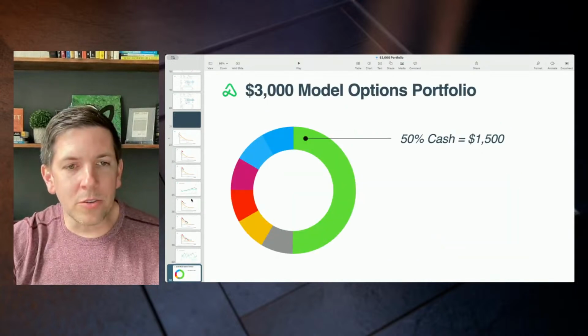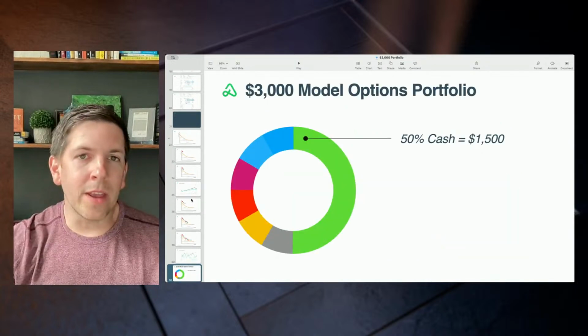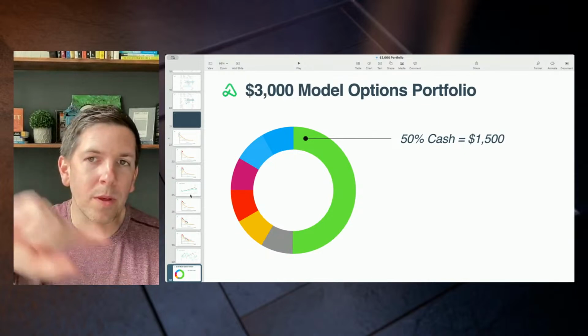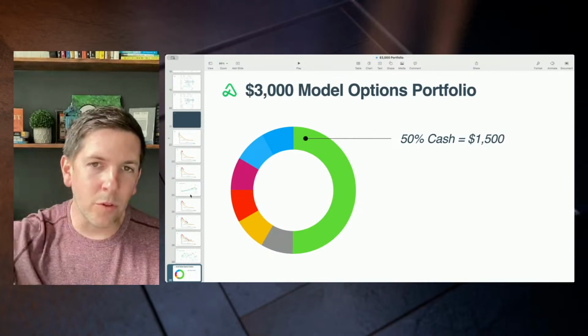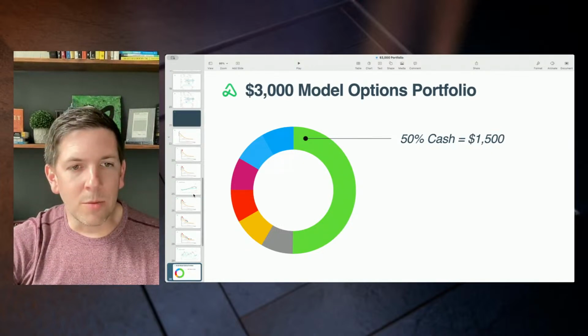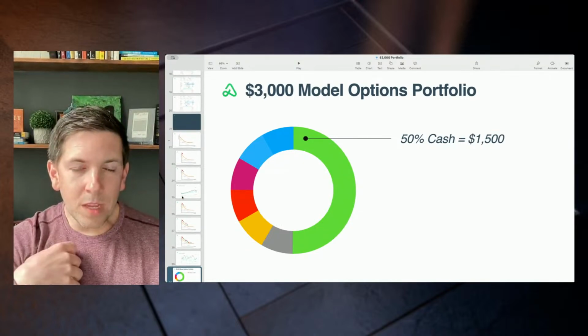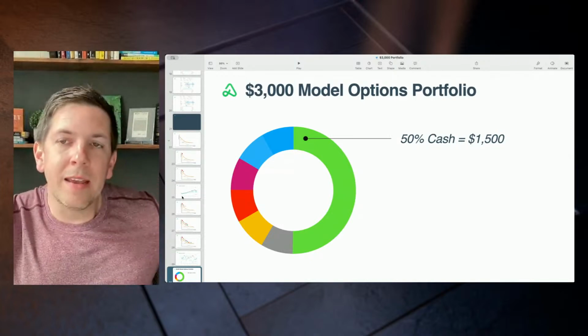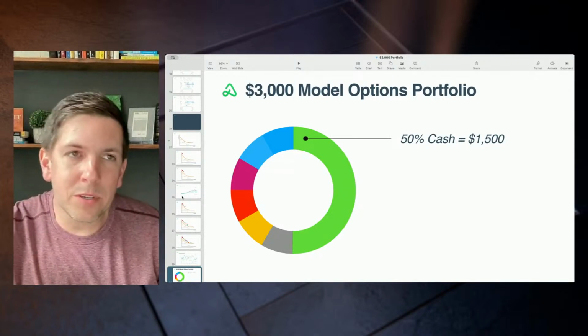So first, as I do that, let me just walk through the model now, getting back to our example from before. Remember our capital chart or our portfolio construction chart. So if we wanted to start this $3,000 model portfolio, the way that I would do it, the way I have done it with my real account, real money, and I'll show you that, is I've done 50% in cash.